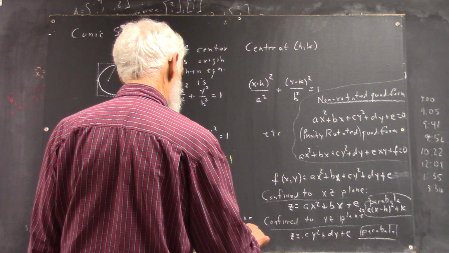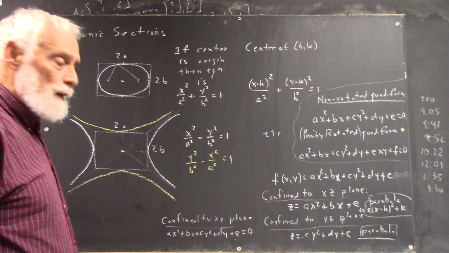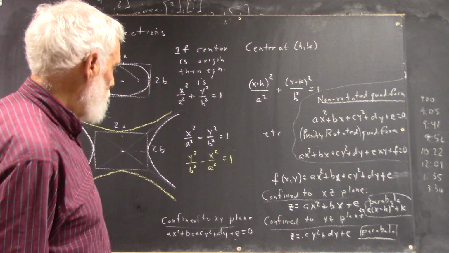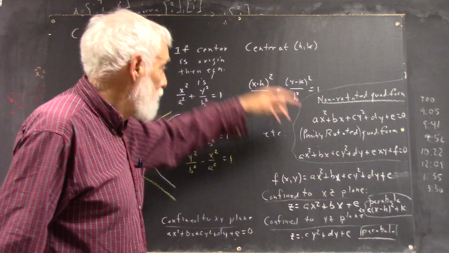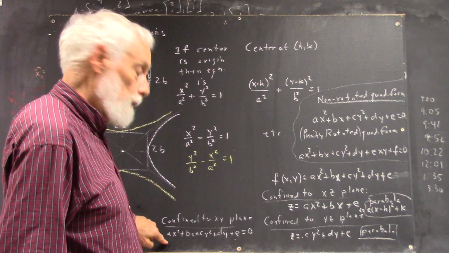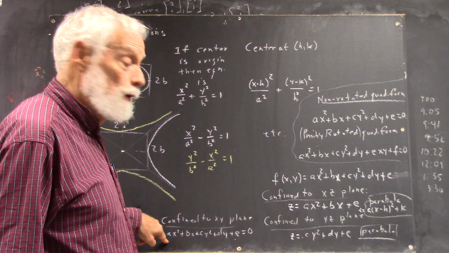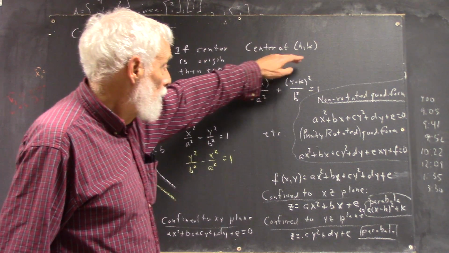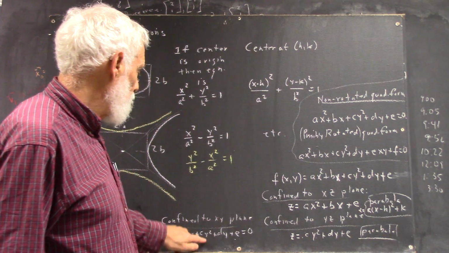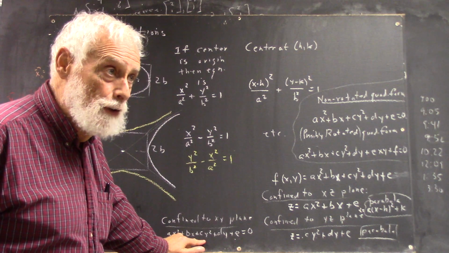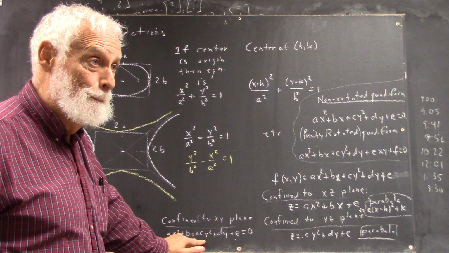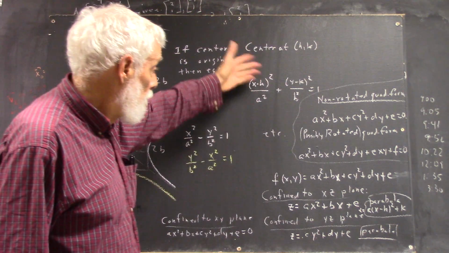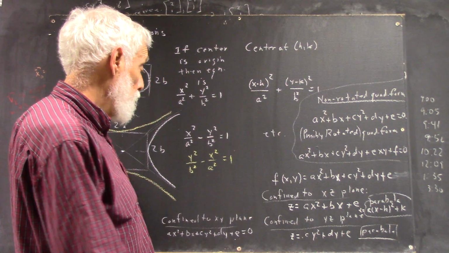plus e equals 0, which can be put into the form x minus h squared over a squared, where a is this coefficient, plus y minus k squared over b squared. So I probably should have used b for my coefficient of y. I didn't have that much foresight, okay? But it can be put into this form. You just complete the square.